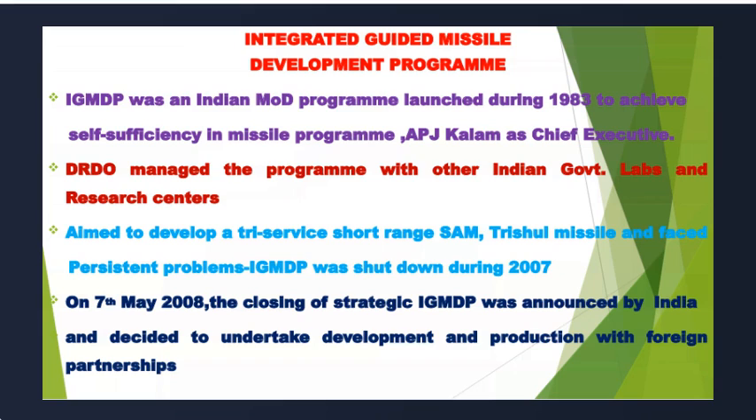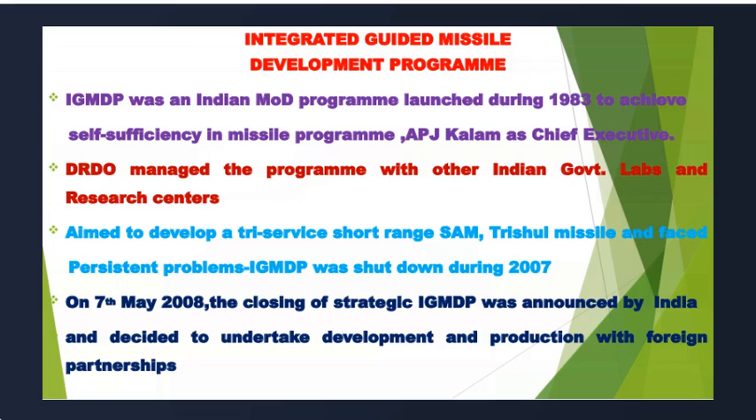Surface to air. That means a missile will be held by a ship or a tanker on the land, so from land it is launched to destroy an air target. That is called a surface to air missile, SAM. So this depends upon target and launching position.